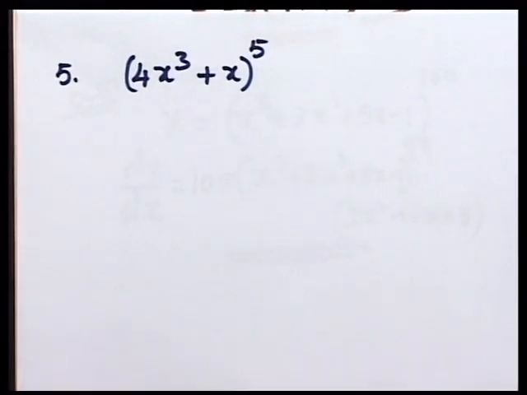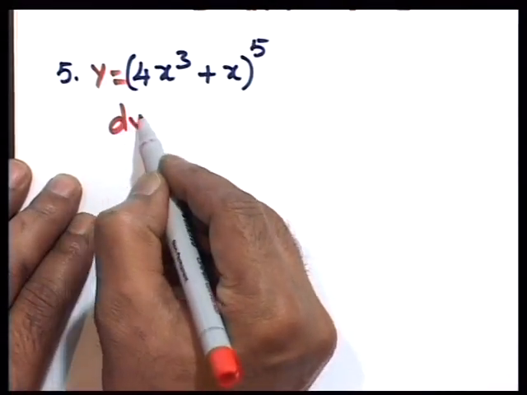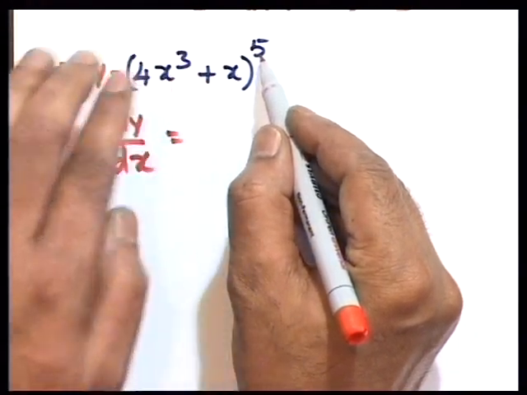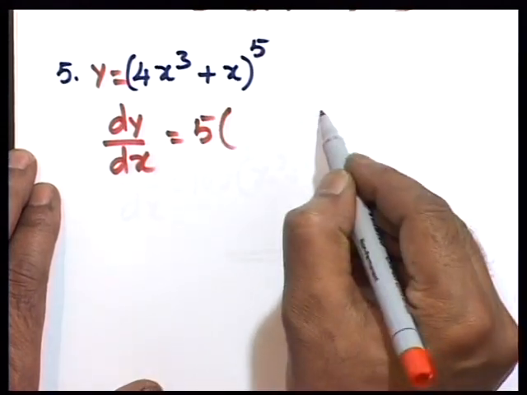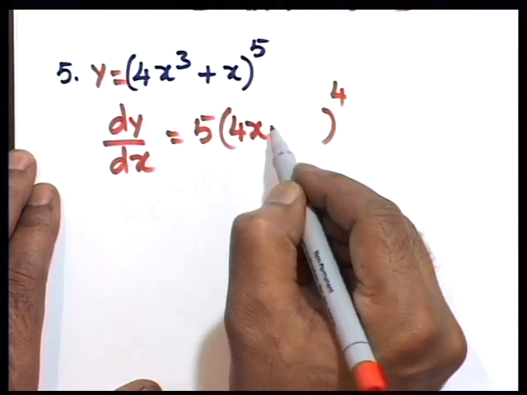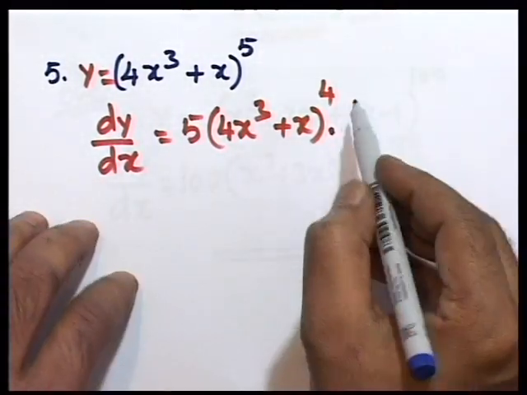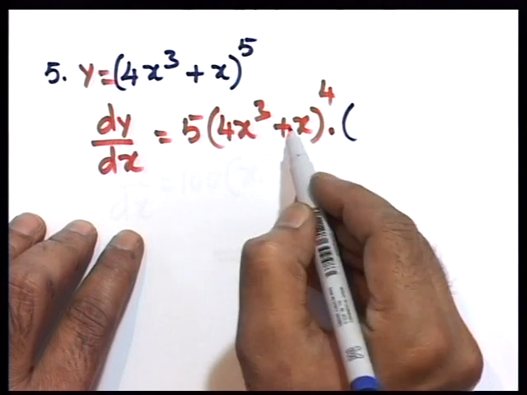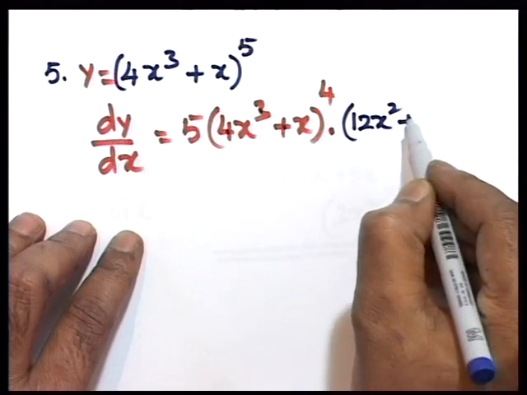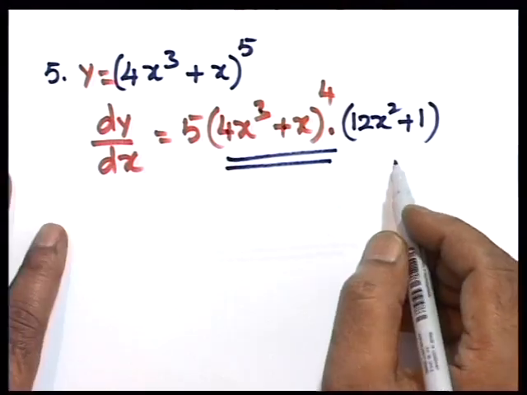Question number 5, right? I'm going for the shortcut only, please. So this is y is equals to (4x cubed plus x) to the power 5. So dy over dx is equals to something to the power 5. Differentiation is 5 times the same thing to the power 4, the power comes down by 1. You know that, right? 4x cubed plus x. Then we are supposed to multiply by the differentiation of the bracket, which is 3 times 4, 12x squared, and then plus differentiation of x is 1. That's it. You can leave it like this unless there is a common factor, but this is fine.